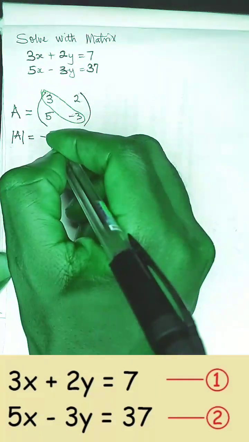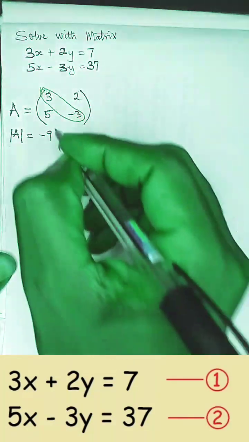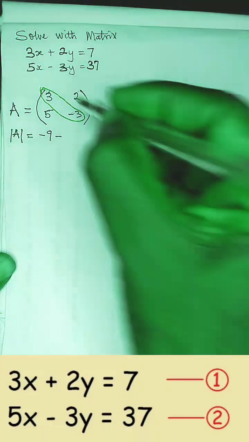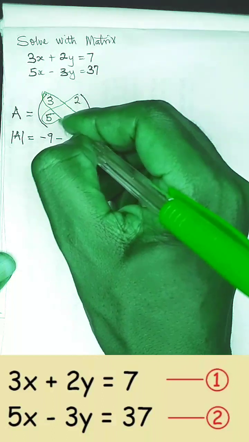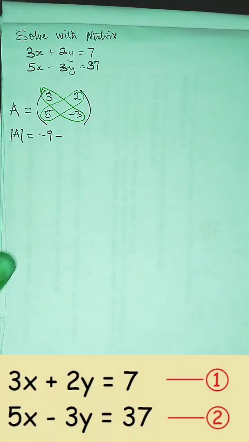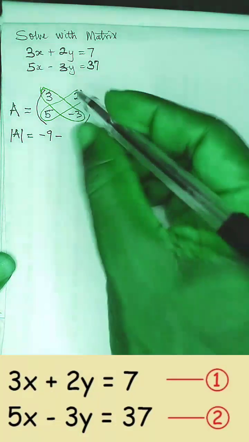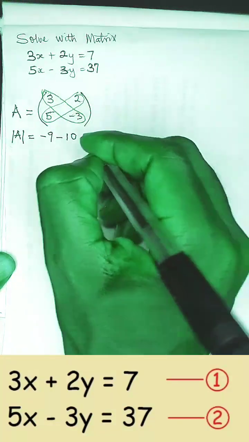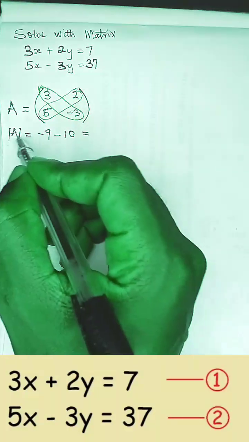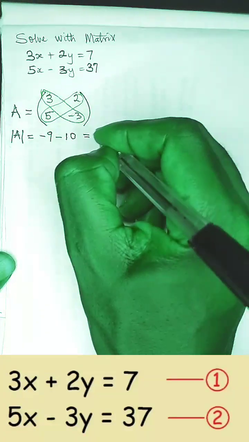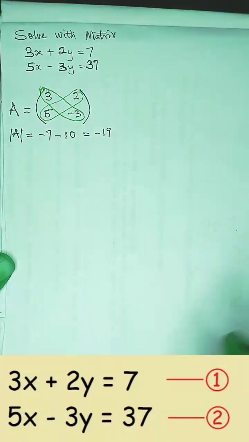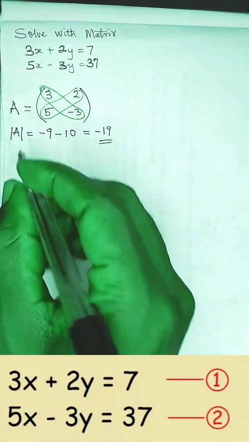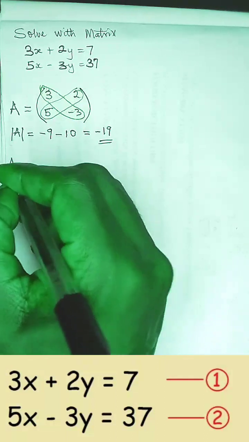That will give us minus 9. And then you subtract your minor diagonal. Your minor diagonal is this other one, this diagonal here, 2 and 5. So 5 times 2 gives us 10. So which means that our value for A determinant is minus 19. So take note of this.